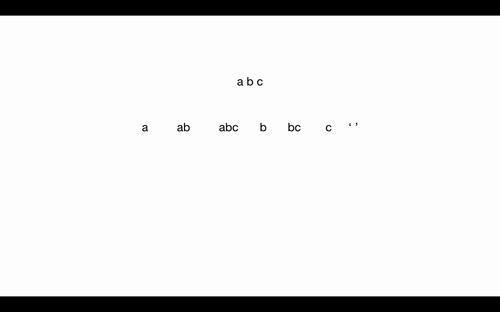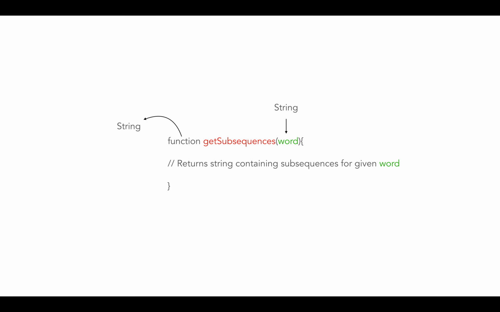Now let's try to solve this problem stepwise. If you remember all the steps, first is identifying what the function should do. So this function is named getSubsequences. We are going to get all the subsequences for that string. So the input parameter to this function is a string. So this word here is of type string. And this method getSubsequences also returns a string because we can concat every subsequence separated by comma and then return it as a string. So the return type is also string.